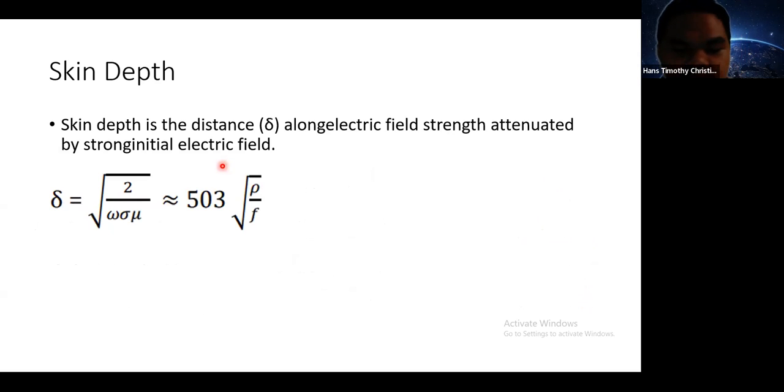Next, the skin depth. The incoming electromagnetic waves at the surface will decay from the initial amplitude, which is called the skin depth. The skin depth is the distance over which the electric field strength is attenuated from a strong initial electric field. Skin depth can be written with the following equation, with rho as resistivity and f for frequency.